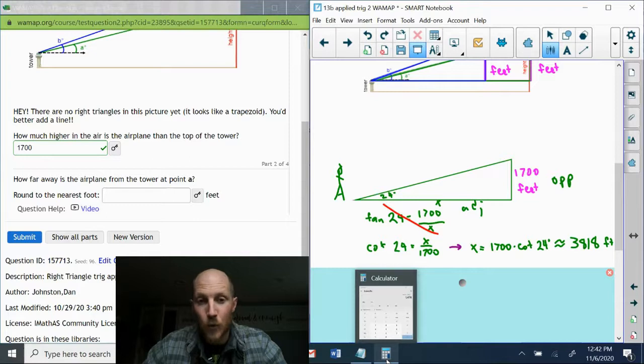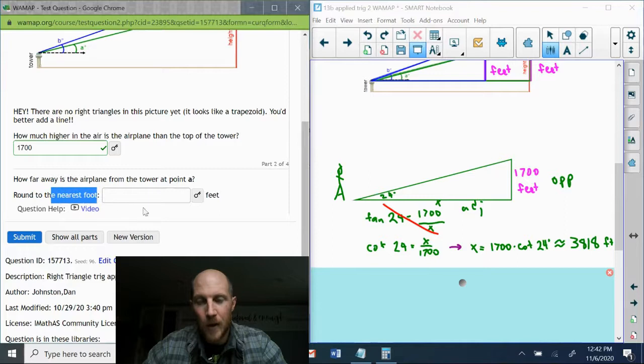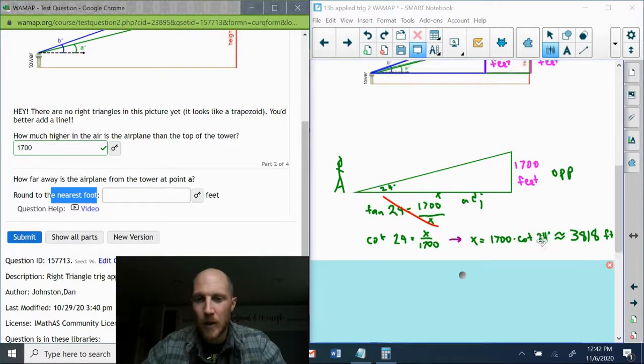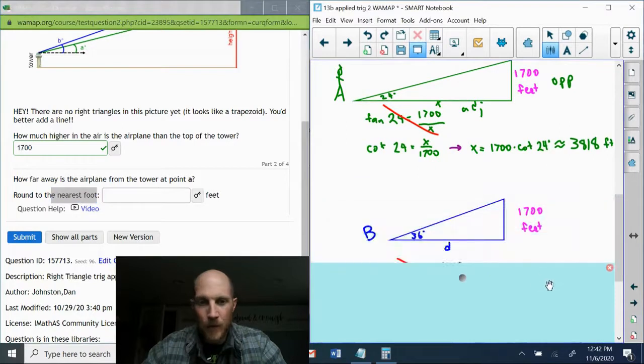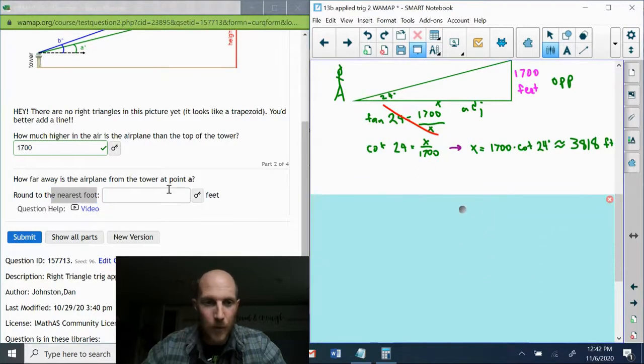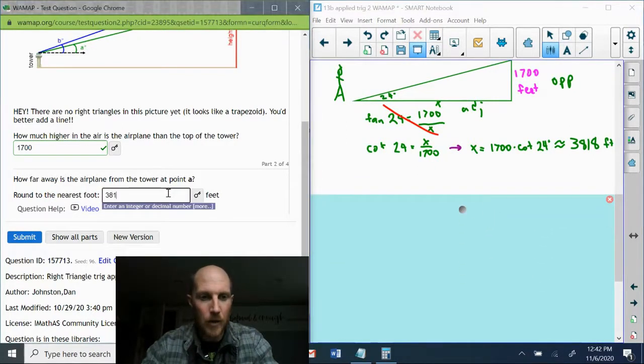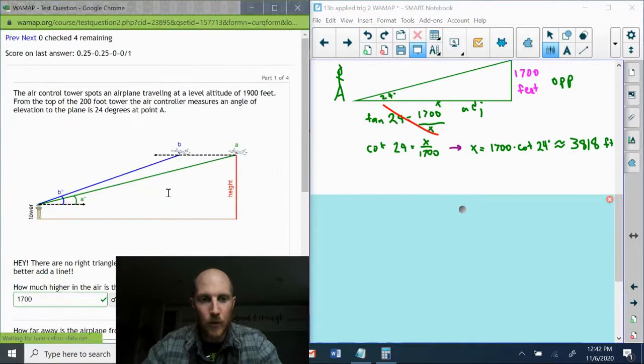The directions over here say to round to the nearest whole foot. So actually I got 3,818 point like 2 or something, right? So it rounded down to 3,818. And then I should enter that before moving on. 3,818, rounded down to the nearest whole foot.